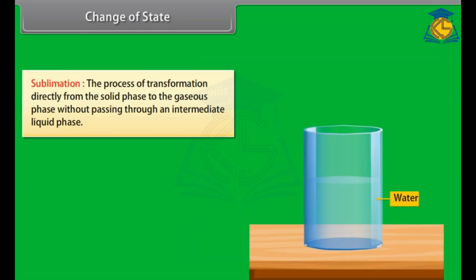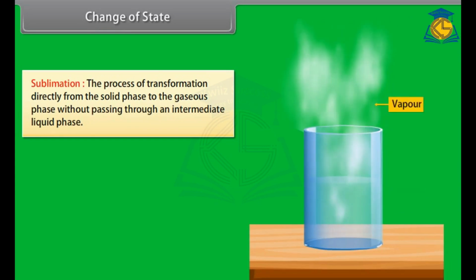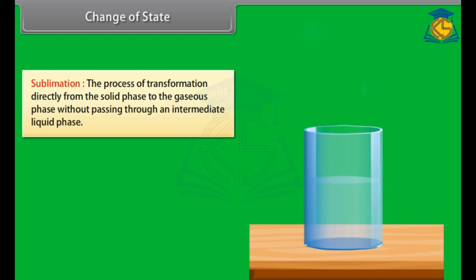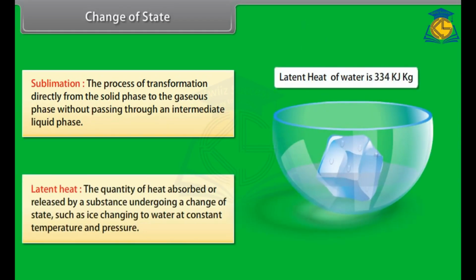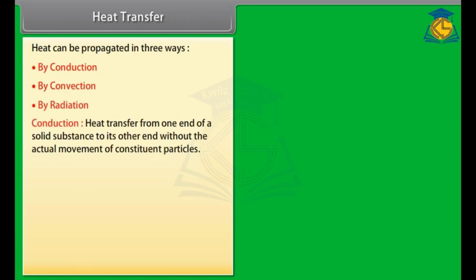Sublimation. The process of transformation directly from the solid phase to the gaseous phase without passing through an intermediate liquid phase. Latent heat. The quantity of heat absorbed or released by a substance undergoing a change of state, such as ice changing to water at constant temperature and pressure. Heat transfer. Heat can be propagated in three ways. Number 1, by conduction. Number 2, by convection. Number 3, by radiation.